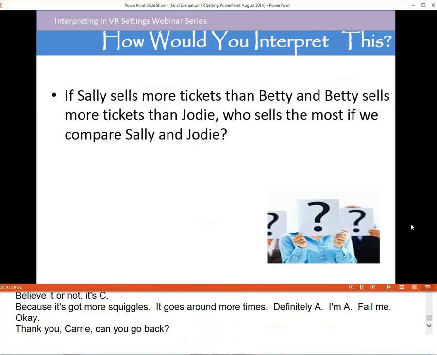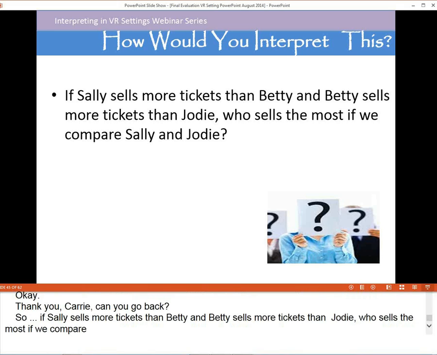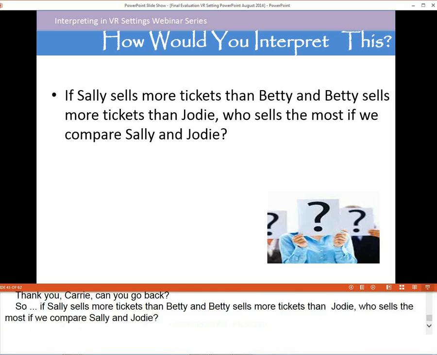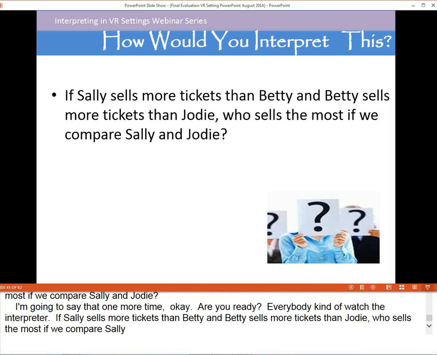Okay. So, if Sally sells more tickets than Betty, and Betty sells more tickets than Jody, who sells the most if we compare Sally and Jody? I'm going to say that one more time, okay? You ready? And everybody kind of watch the interpreter. If Sally sells more tickets than Betty, and Betty sells more tickets than Jody, who sells the most if we compare Sally and Jody?